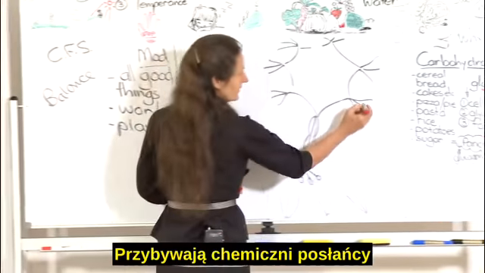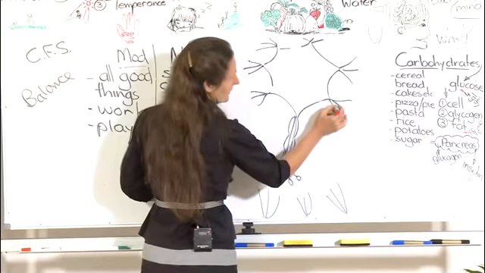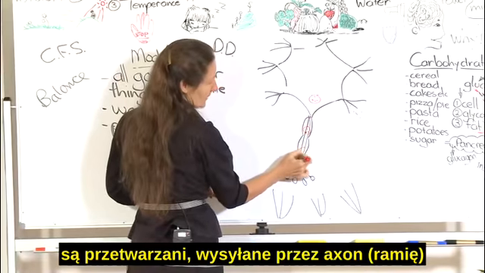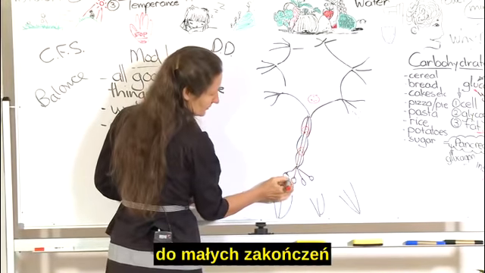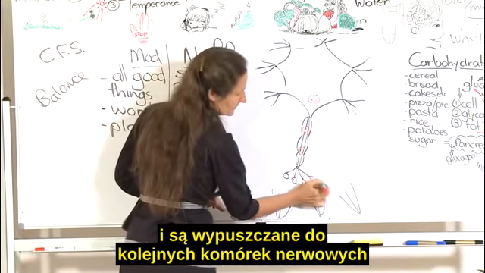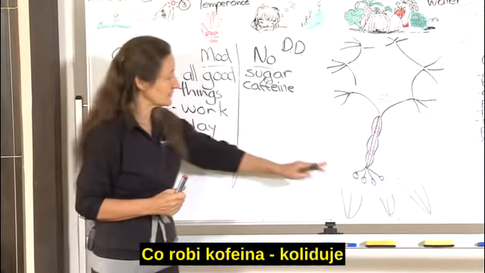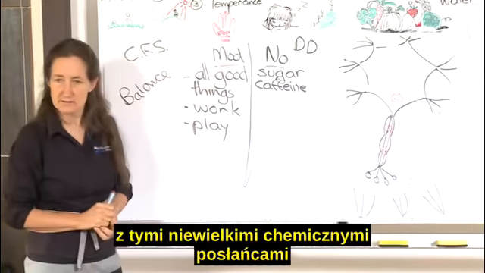Wow. So the chemical messengers come in, they're encapsulated, they're sent down the axon, the arm, into the little boutons, and then they're released out to the next nerve cell. What caffeine does is it interferes with these little chemical messengers.